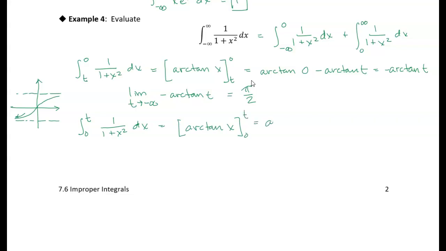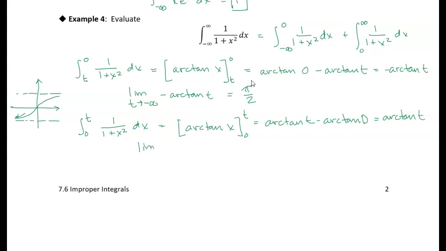So we get the arctangent of t minus the arctangent of 0. And the arctangent of 0, just like we said before, is 0, so we just get the arctangent of t.